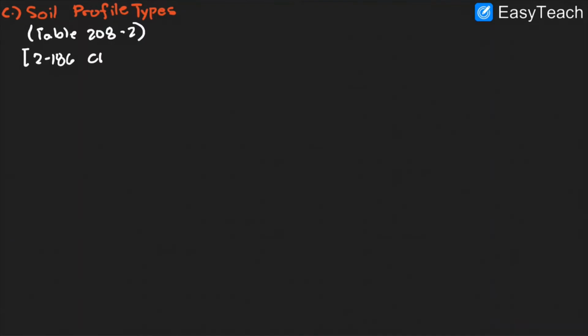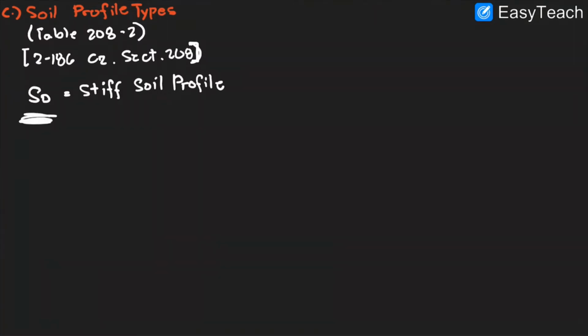Next on our design condition is the soil profile type. Anong klaseng soil yung nandoon sa project location? Soil profile types are now identified at table 208-2, page 2-186, chapter 2, section 208 of our NSCP. Okay? So, let's assume that the soil profile on the project location is identified as a stiff soil profile. Kikita nyo yan sa table. Stiff soil profile, S_D.